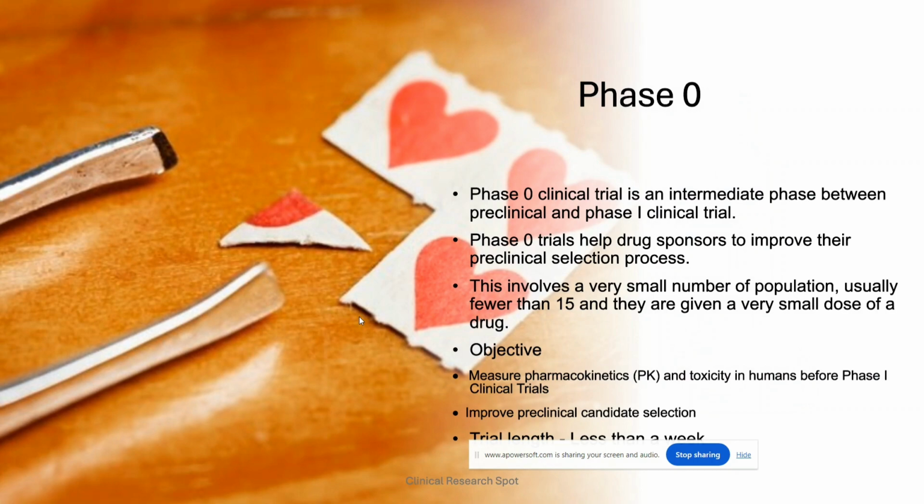The phase 0 clinical trial is an intermediate phase between the preclinical and phase 1 clinical trial. Phase 0 trials help the sponsors to improve their preclinical selection process. This study helps the researchers find out if the drugs do what they are expected to do. This may help to save the time and money that would have been spent on later phase trials.